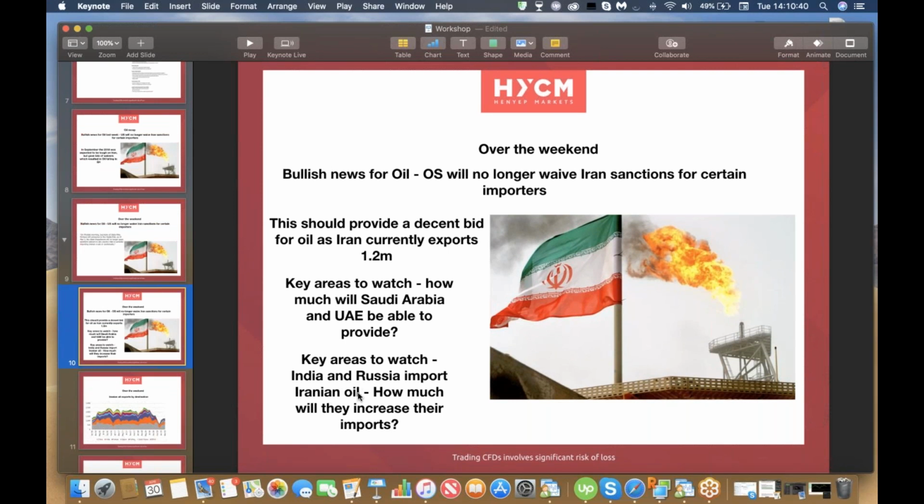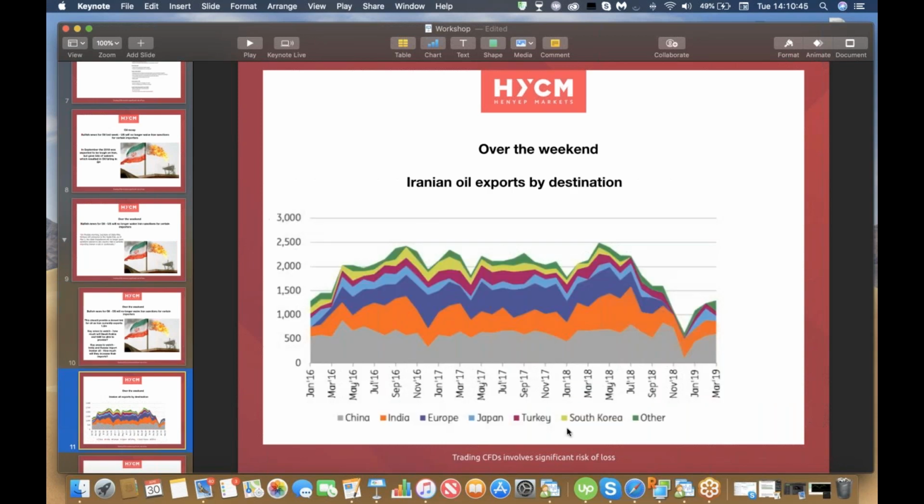And the key area to watch is India and Russia importing Iranian oil. How much would they increase their imports? Here are the key importers of Iranian oil by destination. So China is a key importer, then India, then we also have Japan, and other nations. Presumably Russia is going to be one of those other nations.